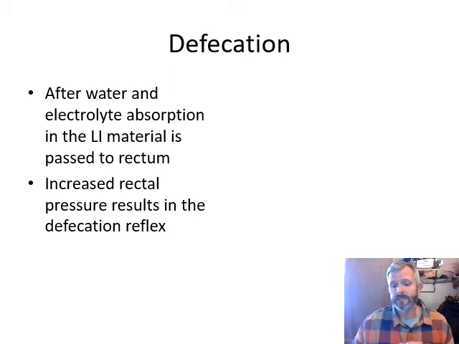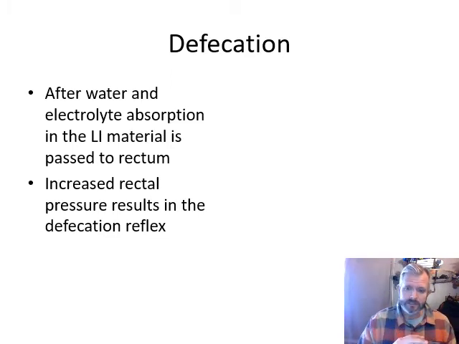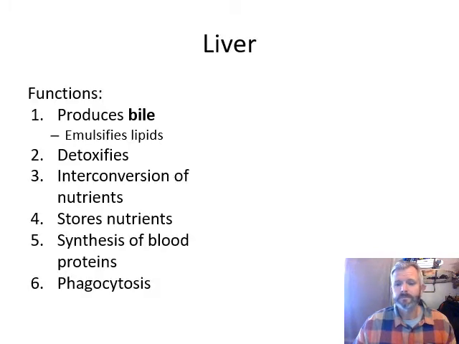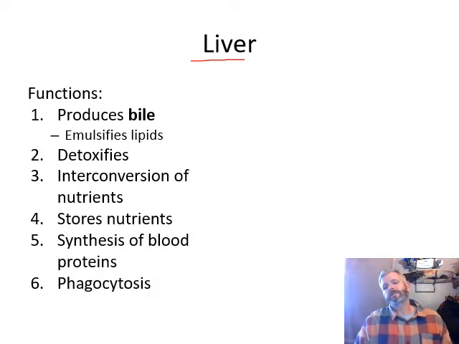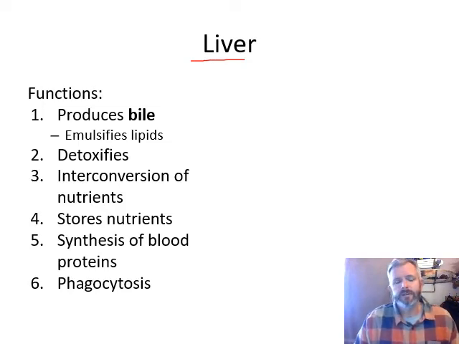Now we're going to jump back. We're going to look at some of the accessory organs, and then we're going to look at the absorption process that takes place. So first of the accessory organs, we're looking at the liver.